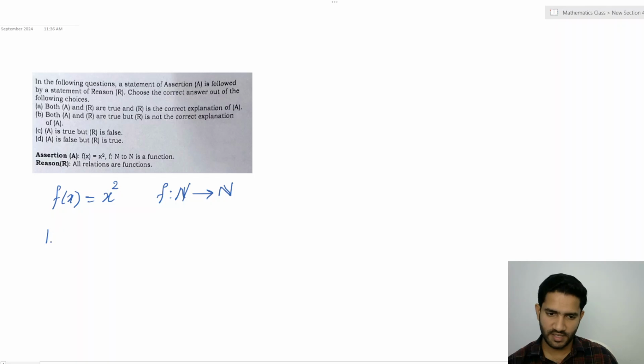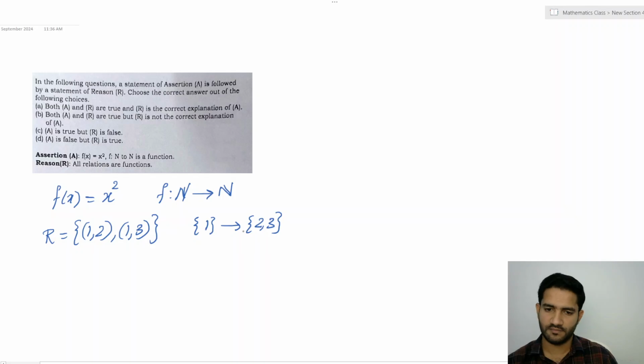For example, we can say a relation {(1, 2), (1, 3)}. It is an example. It is a relation from set {1} to set {2, 3}. It is a relation, but it is not a function because 1 has 2 images. So obviously the reason is false. All relations are not functions. So the reason is a wrong statement.